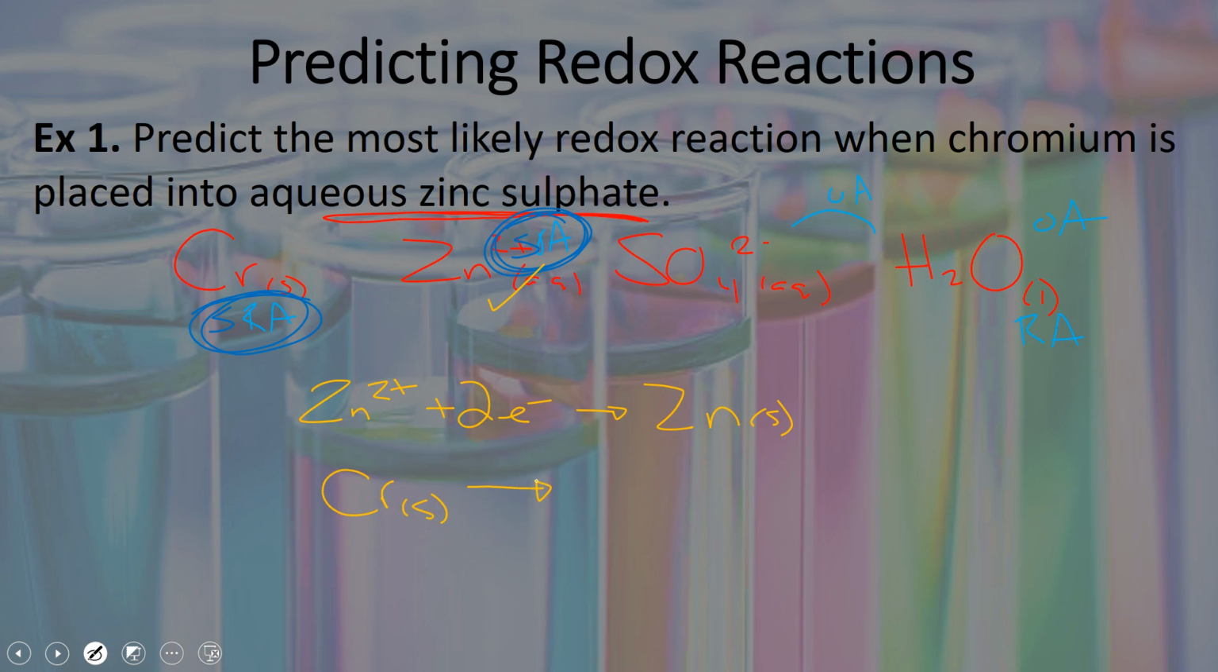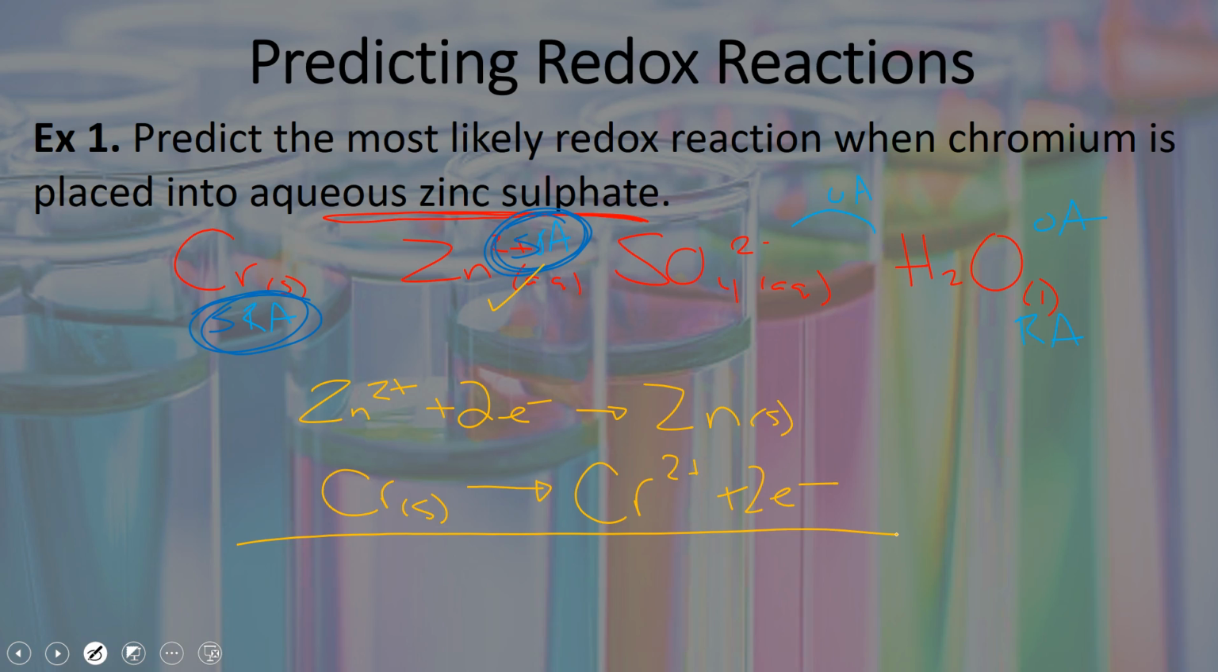Chromium is going to become Cr 2+ plus 2 electrons, just based off of that half reaction on the table. Right, but there is no PbO2 in here, so I couldn't have that as a half reaction. It has to be exactly what they're telling me.